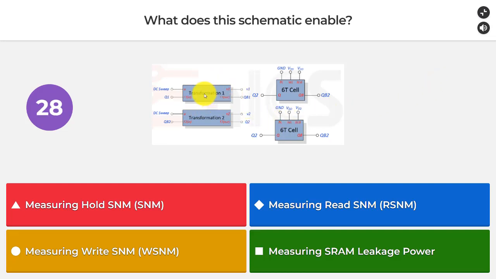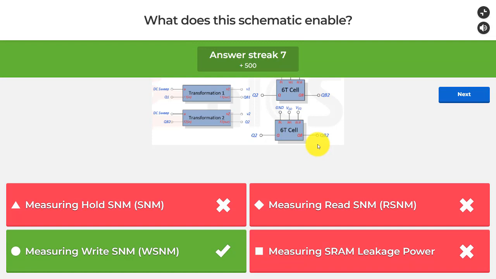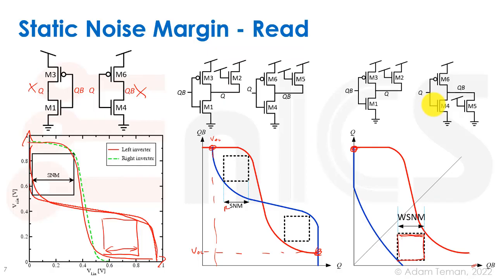The schematic over here has these transformations, transformation 1 and transformation 2. It gets a DC sweep at the input. It has these 2 6T cells over here. One of them gets Q to QB, the other one gets Q to QB over here, but they're actually connected differently between Q and QB on the transformations. And is it measuring hold SNM, read SNM, write SNM, or SRAM leakage power? We look here and we see that there's ground and VDD. That means it's write SNM. And did I push it on time? I did. Okay, so let's go back to the slides and see what I'm talking about.